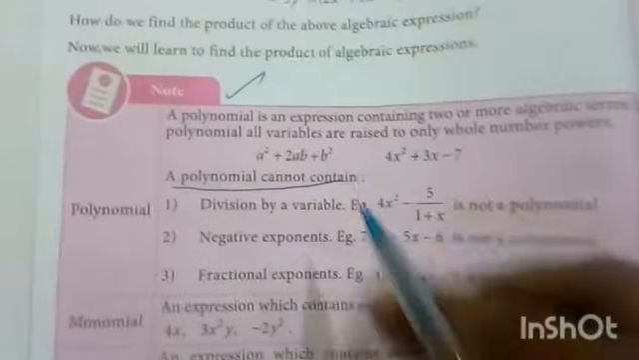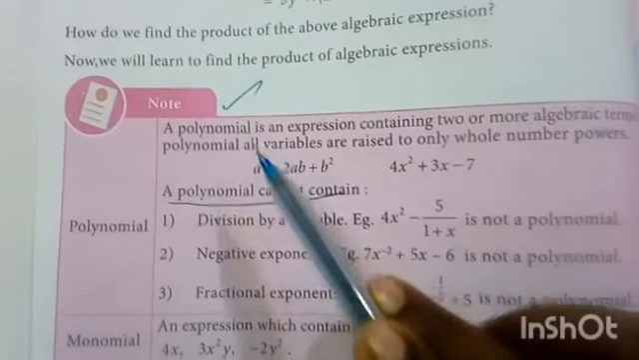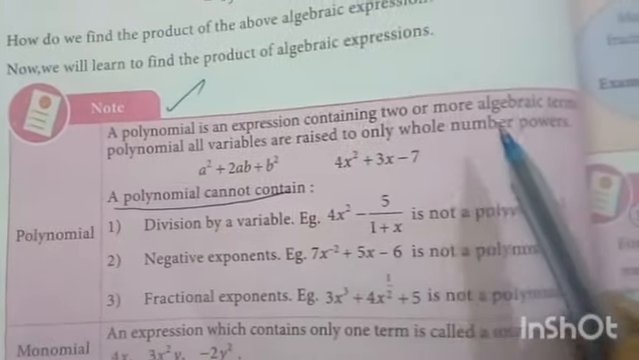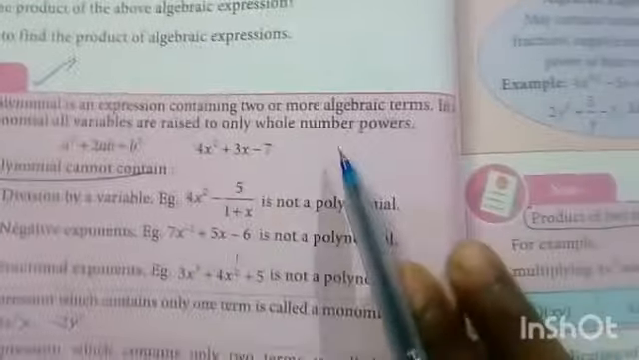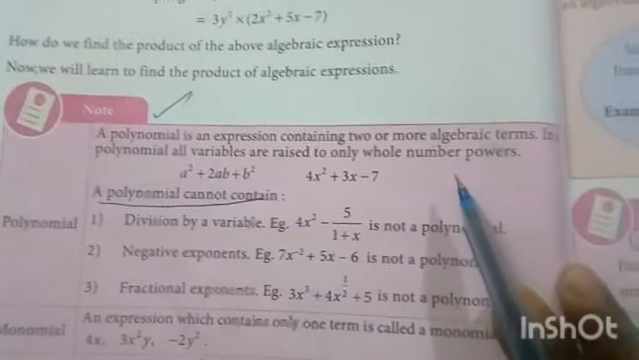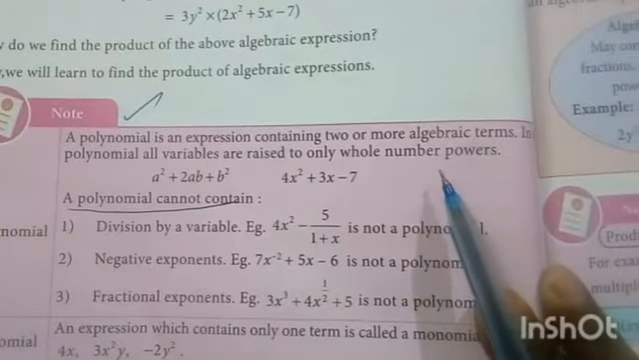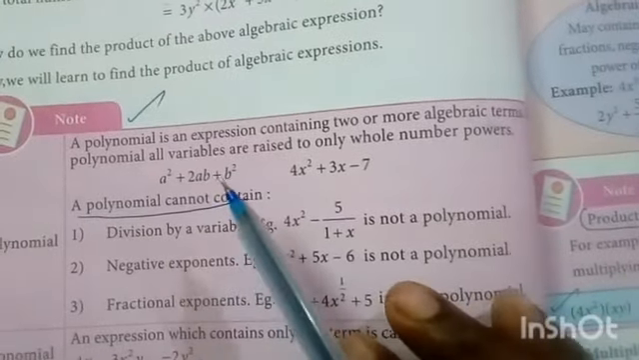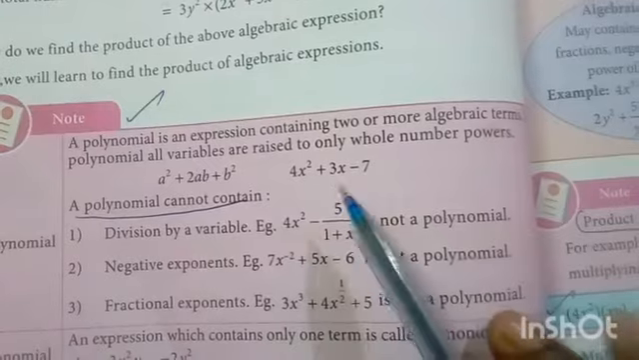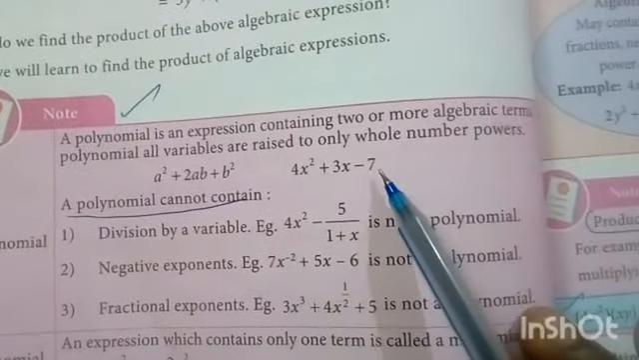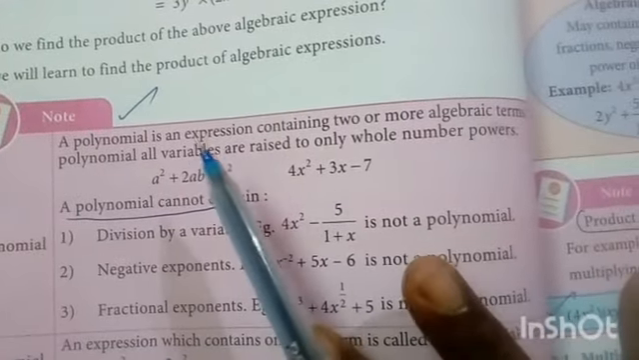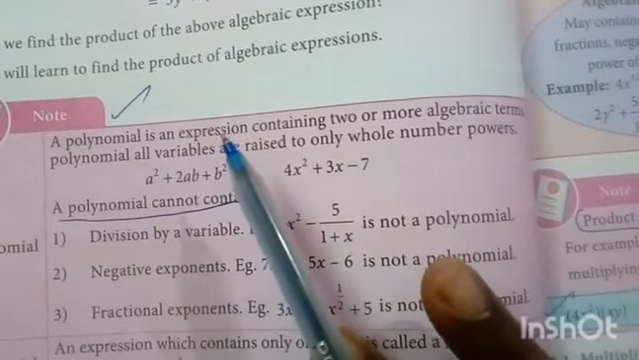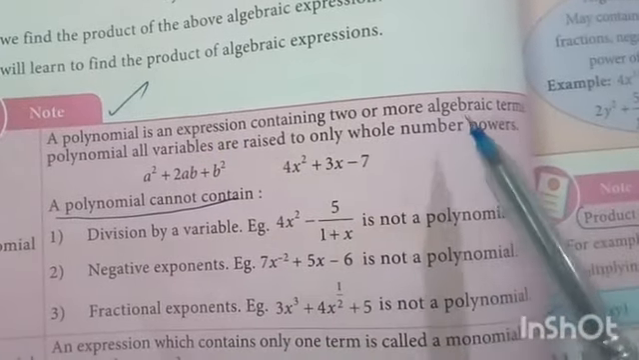Next, you have to learn about polynomial. A polynomial is an expression containing 2 or more algebraic terms. In a polynomial, all the variables are raised to only whole number powers. For example, a square plus 2ab plus b square, 4x square plus 3x minus 7. For polynomial, this is also an expression. The expression has 2 or more algebraic terms.